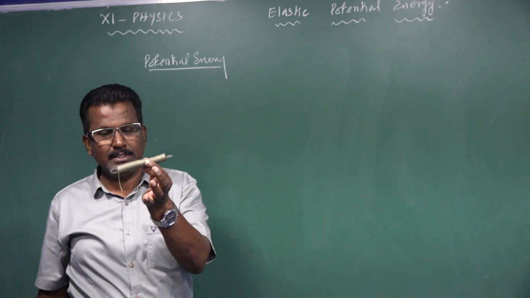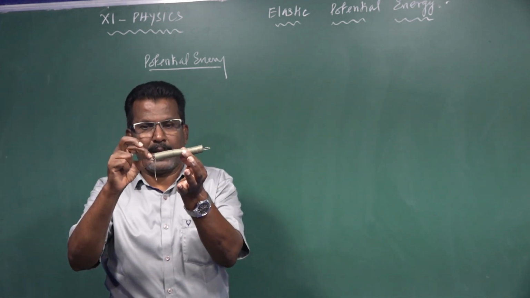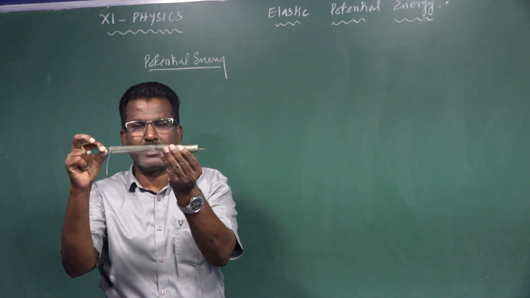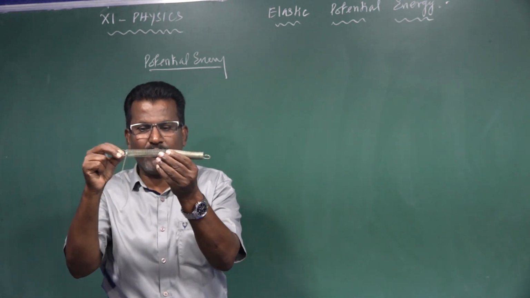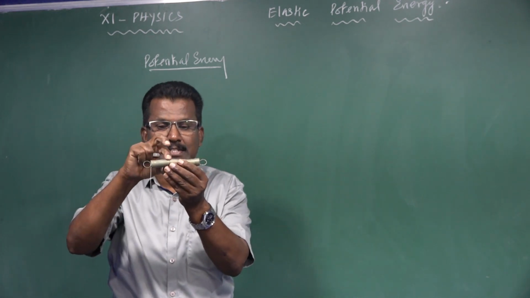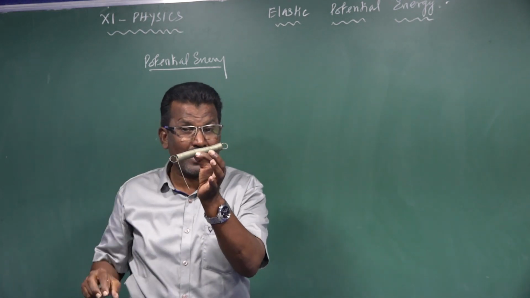This is the natural length. The force is applied. Suppose 1 Newton, 2 Newton, continuously I'm applying, they're changing the position. The body is deformed. When the body is compressed or stretched, some energy is stored in its spring. That energy is called potential energy.